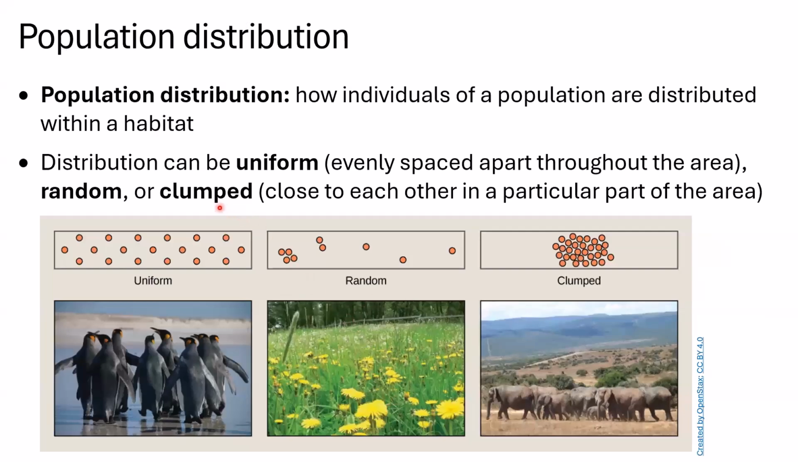There is also clump distribution, in which individuals cluster together in groups. This is very common and provides advantages such as better defense against predators.